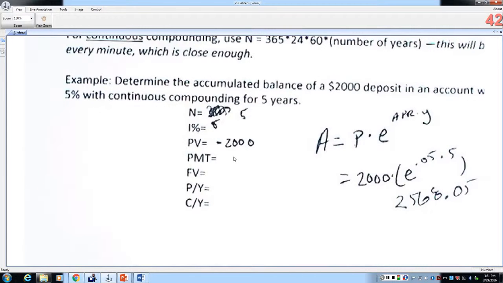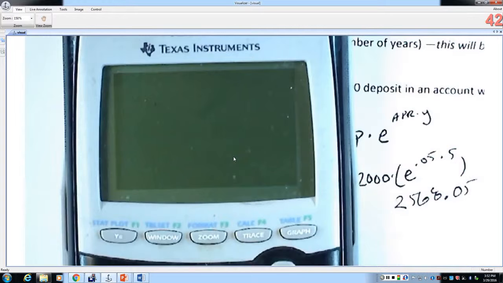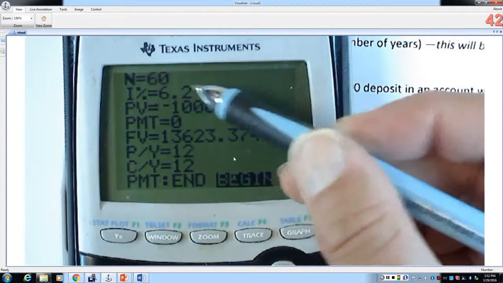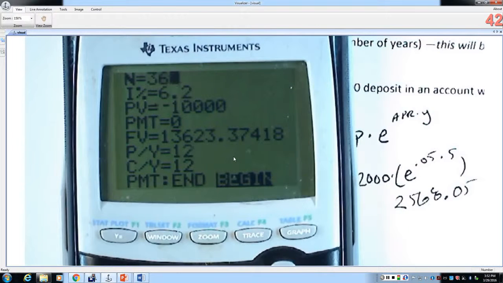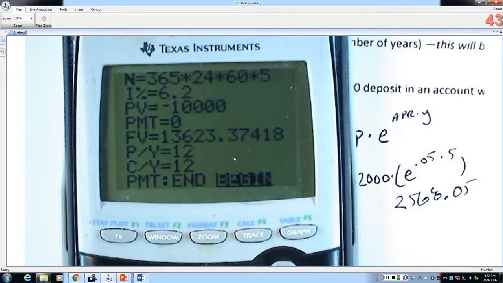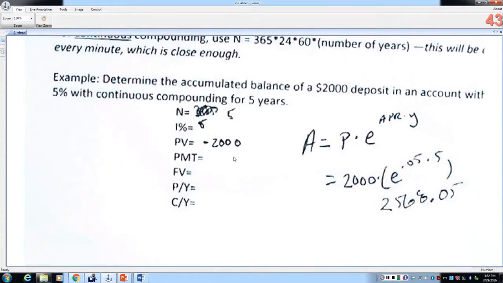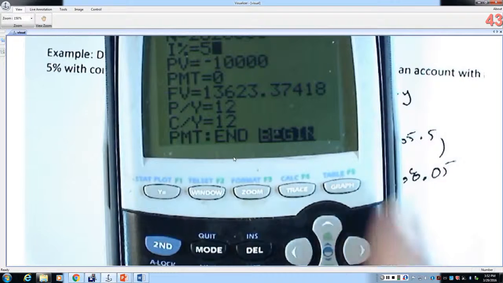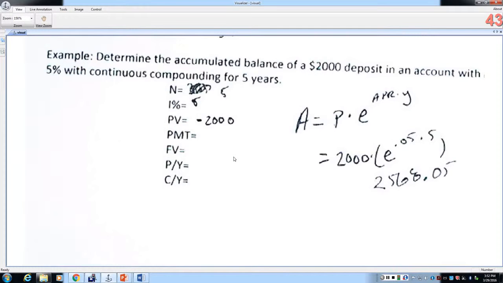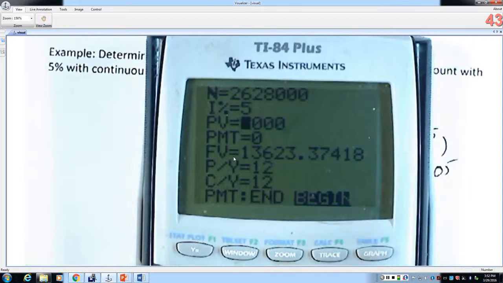Now, if you did it by calculator, what we would do is go to the same place: apps, finance, and the TVM solver. What you're going to put for N is a little bit different: 365 days a year, times 24 hours in a day, times 60 minutes in an hour, times how many years? 5 years, right? Then my APR was 5%, so I put 5. Then my present value was the $2,000 I put in, and it had to be negative: negative $2,000.